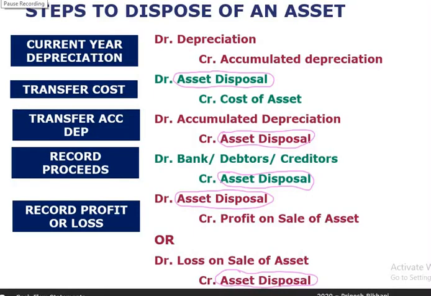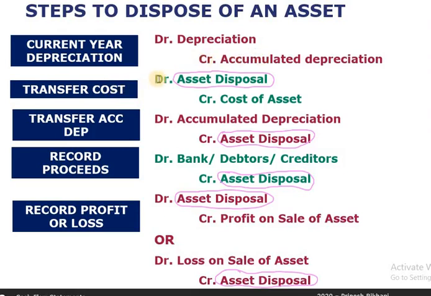Now, as I said, the problem is when there's a disposal of a depreciable asset. So you have a few steps. In the first place, the current year's depreciation you must bring into, you must update that. So you debit your depreciation, you credit your accumulated depreciation for that particular asset. This is nothing new to you.